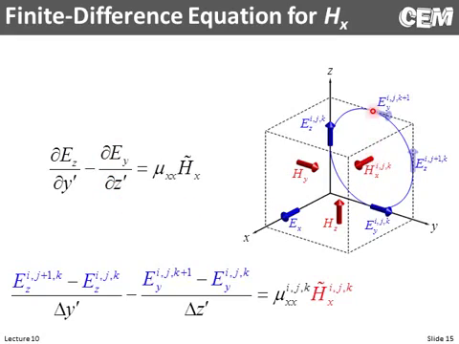We want to take the derivative in the z direction. So here's our two e sub y components that surround h sub x. And again, we see it's the electric field from the next cell, in this case the next cell in the z direction, minus the electric field in the same cell, divided by the spacing, delta z. So we have the electric field from the next cell, k plus 1, minus the electric field from the same cell, ijk.